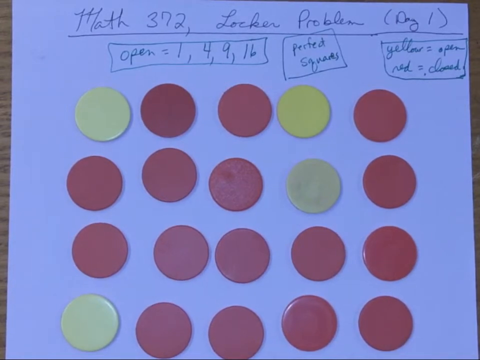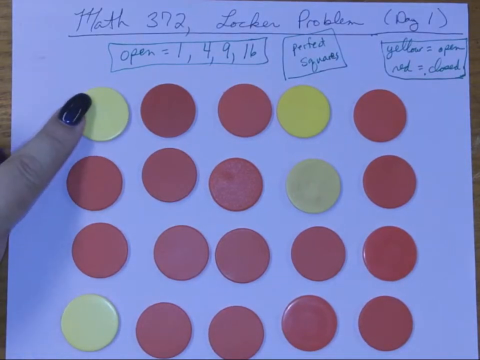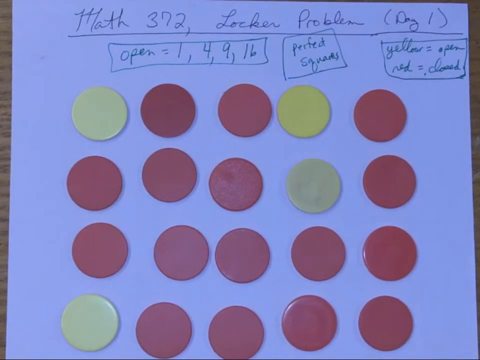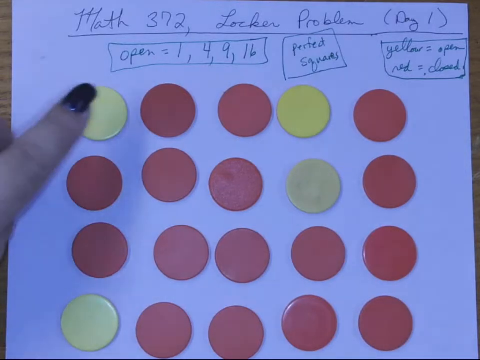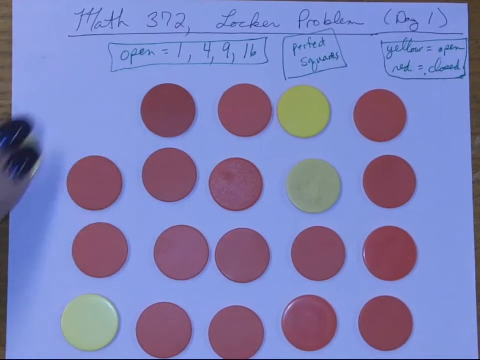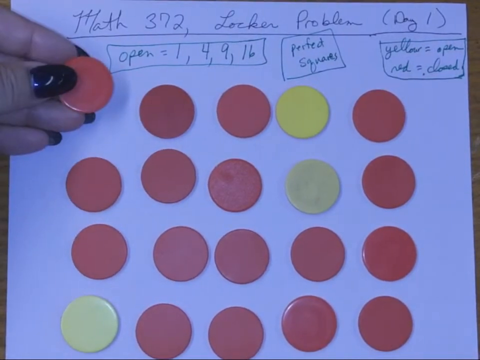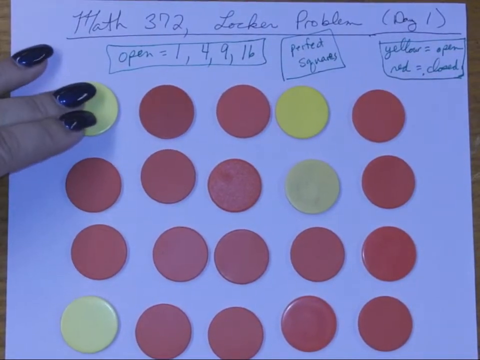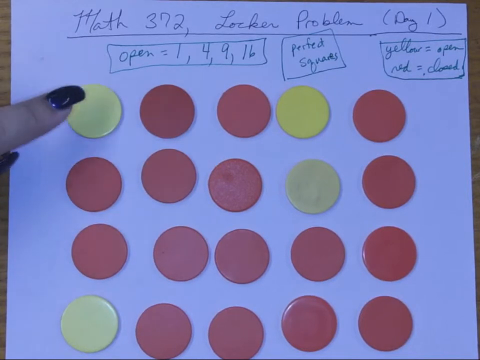And then the paper asks you for some different questions. It doesn't ask you this question, so I want to talk for just a second about number 1. Number 1 is a special kind of number. And the reason why number 1 is special, think about what we did. The first kid, it was closed, and the first kid opened it, right? That locker. And then think about it. Did anybody else touch that locker?